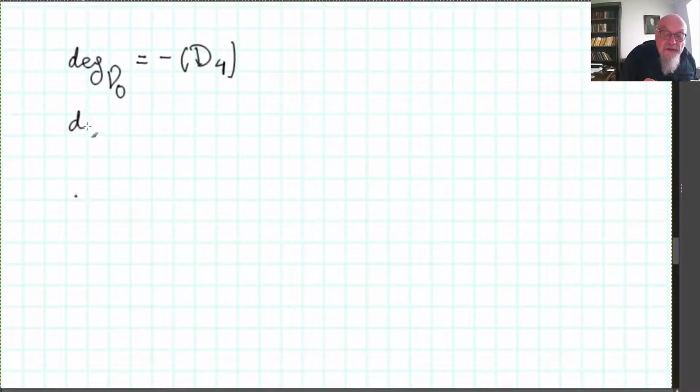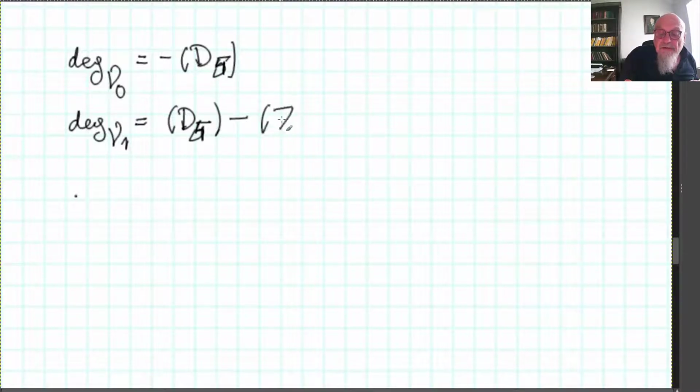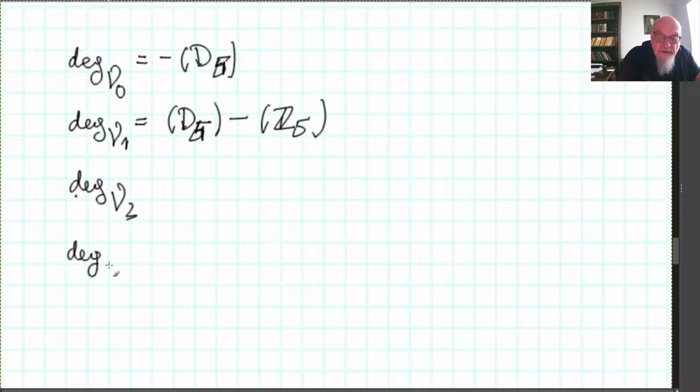I just computed the degree of the second one is equal to D5, I'm sorry, D5, and this will be minus Z5. So this is D5 minus Z5. Now let's go to the number 3 and number 2 and degree number 3. So let's do it.